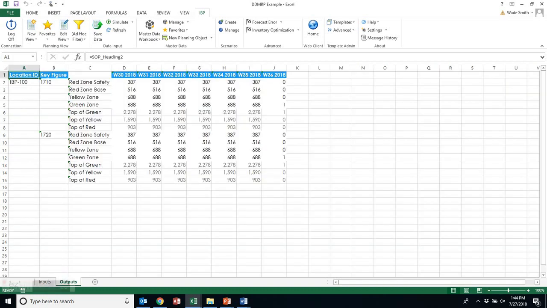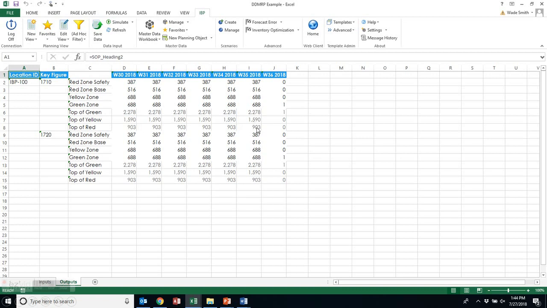Switching now to the outputs of DDMRP, you can see that these are totally different than what you saw in IO. You now have a red zone, safety and base, and you have a yellow zone and a green zone. They also calculate for you, and it's easier if you start at the bottom: top of red, top of yellow, top of green.